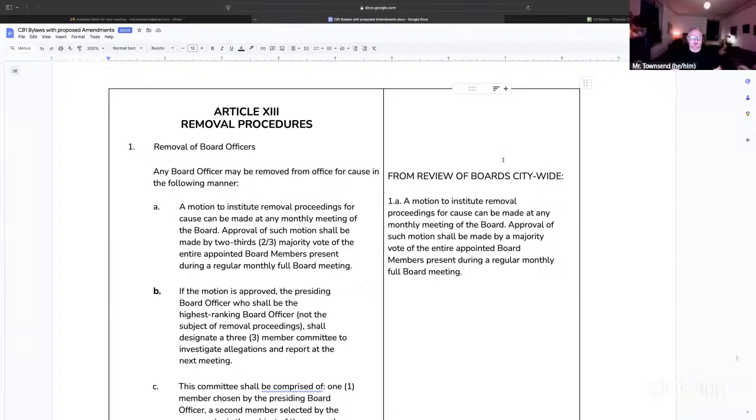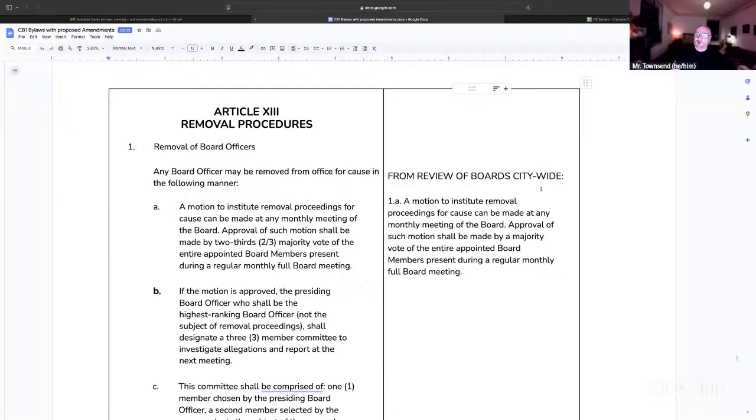The original, as it's stated, is: a motion to institute removal proceedings for cause can be made at any monthly meeting of the board. Approval of such motion shall be made by a 2/3 majority of the entire board members present during a regular monthly full board meeting. After reviewing all of these other citywide board bylaws, the city charter, and Robert's Rules, it seems to me that this is excessive.